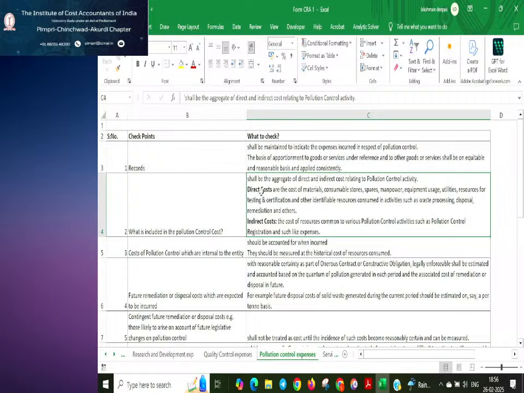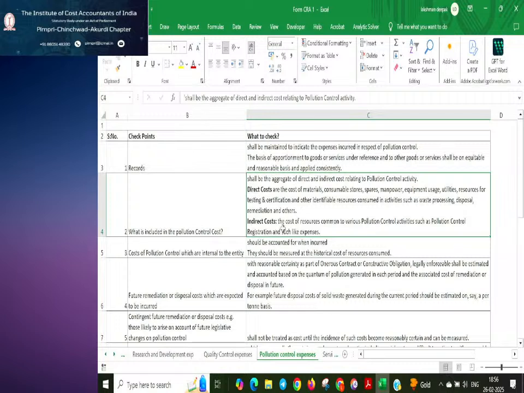Like for example, here what is in direct cost? Cost of material, consumable stores, spares, manpower, equipment usage, utilities, resources for testing, certification, and waste processing. So other identifiable resources consumed in activities such as waste processing, disposal, remediation and others are all direct cost, which you can directly relate. Yeah, this is related to my pollution control.